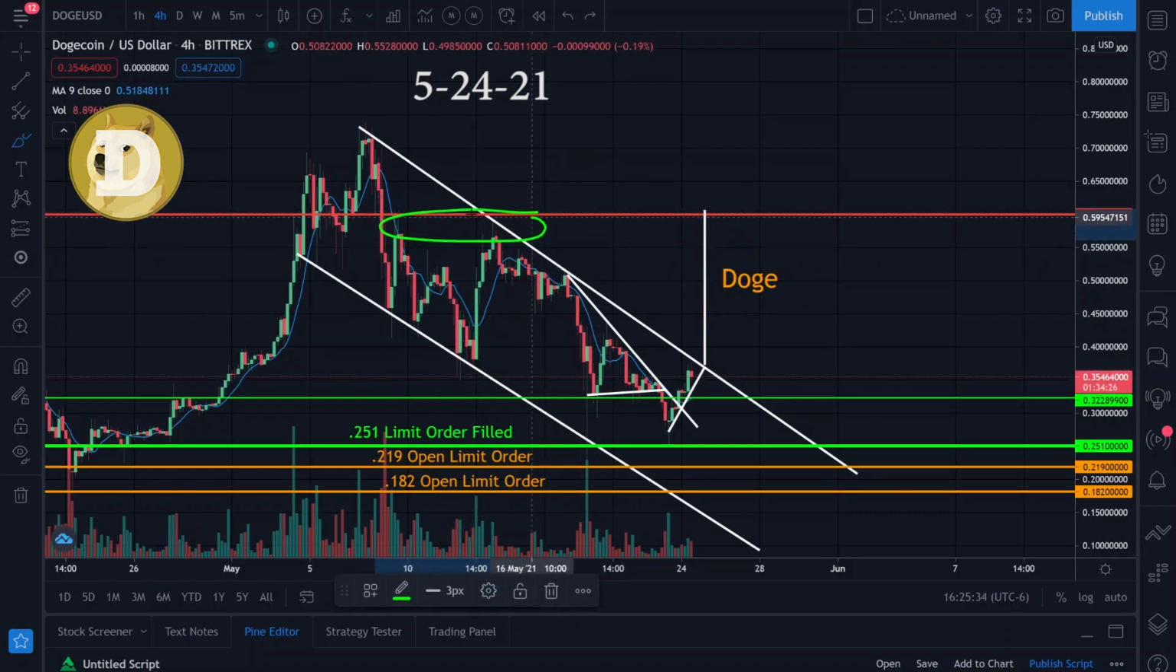Maybe somewhere in this area would be a first target, and then if we can break through this, I guess the next target would be somewhere up here at this resistance.